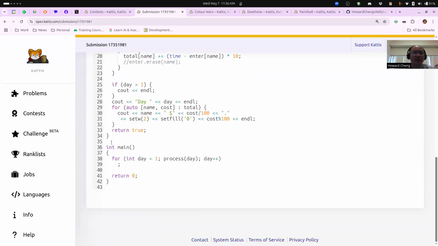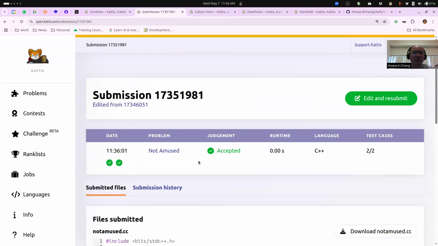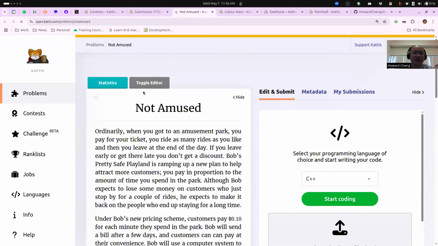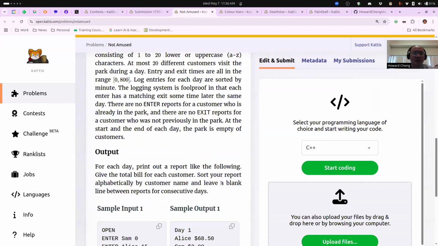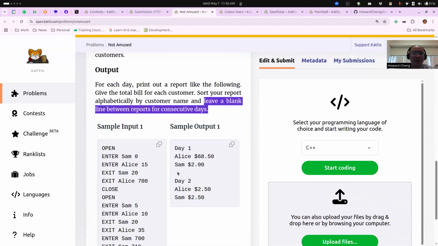Okay, and then I got to print out everything. So one thing that they say, let me go back to the problem statement. It says output, leave a blank line between reports for consecutive days. So after day one, but before day two, there should be a blank line. After day two, before day three, there should be a blank line. There should not be a blank line after every case. So there should not be a blank line after the last day. And there should not be a blank line before the first day.